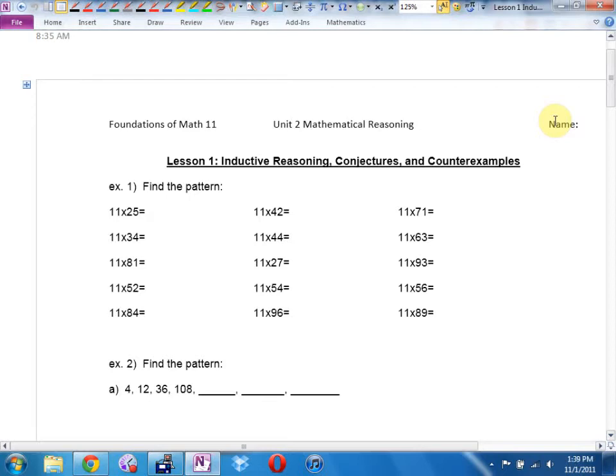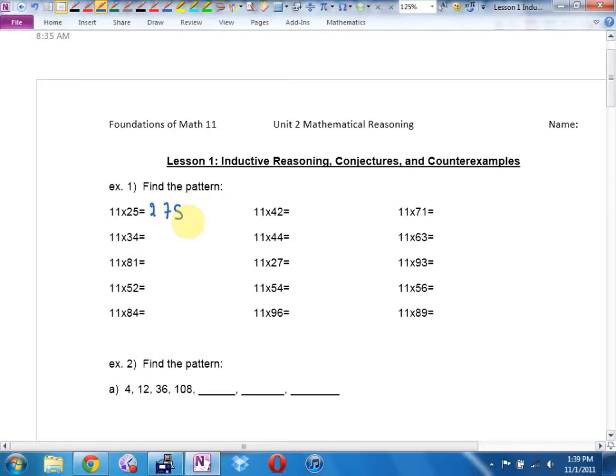Okay. Example one says, find the pattern. What's 11 times 25? Well, I'm going to tell you what the answer is. It's 275. Double check me, am I right? Did I show you the pattern before or not? Nope. Okay.